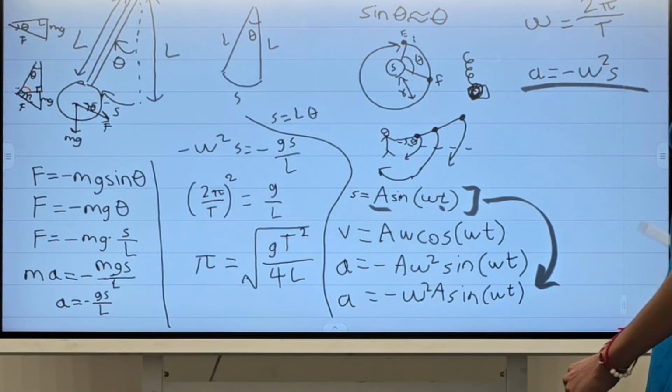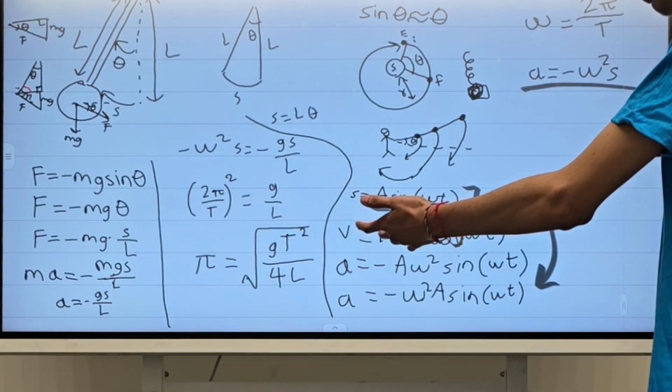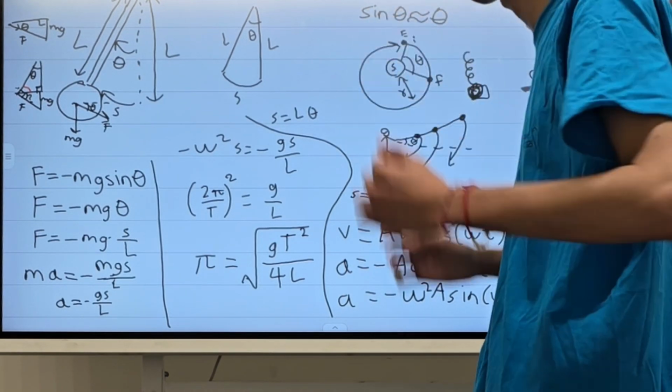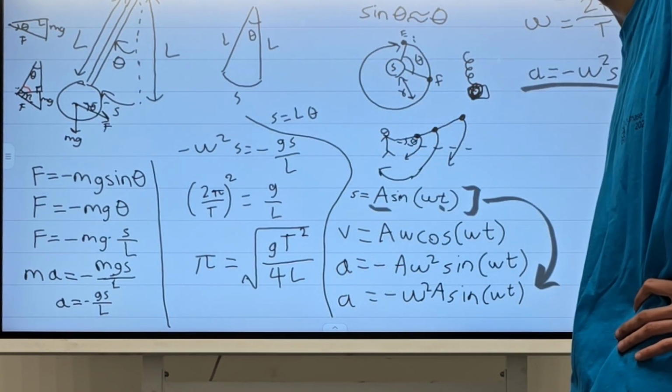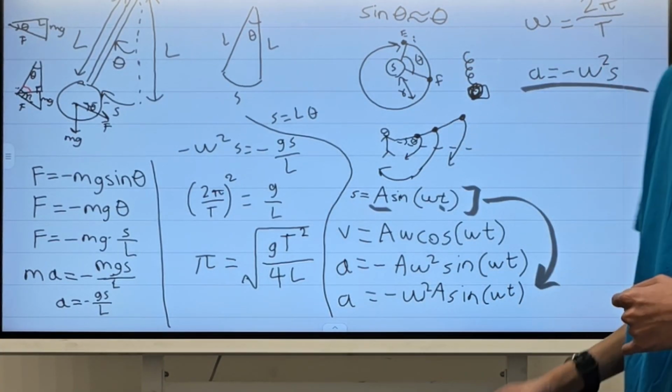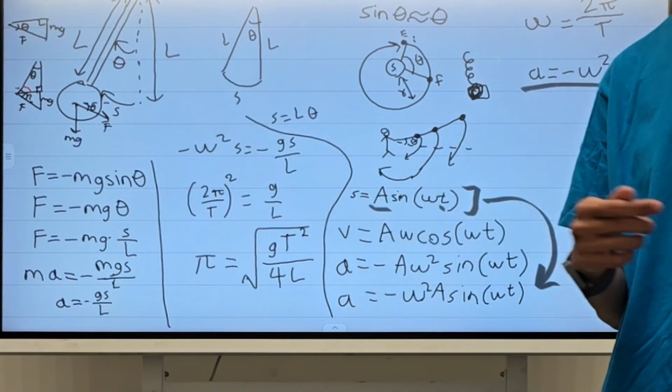This is it. This is literally it. Pi is equal to the square root of g t squared over 4L. And it can't get simpler than this. So we've measured g.